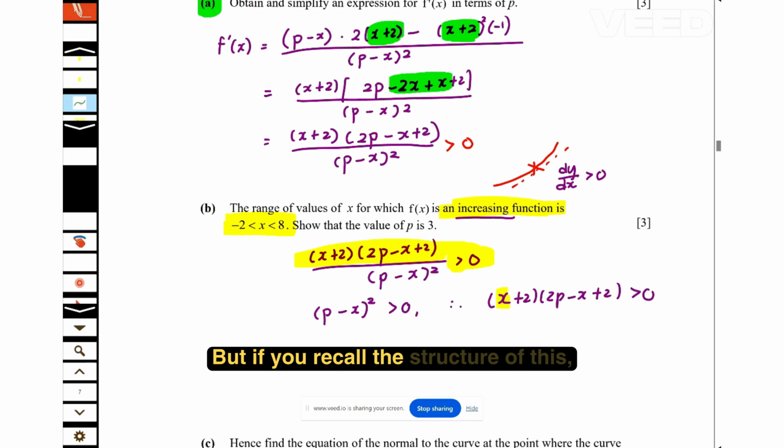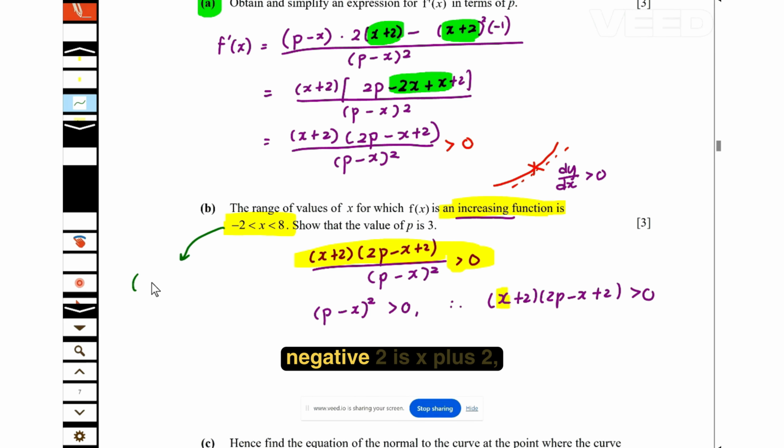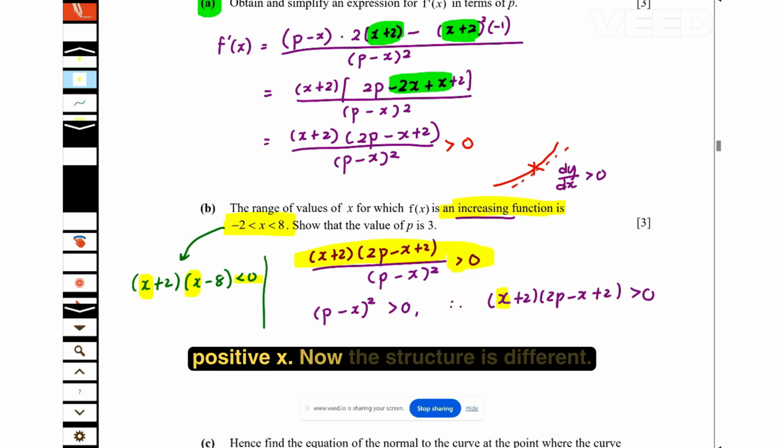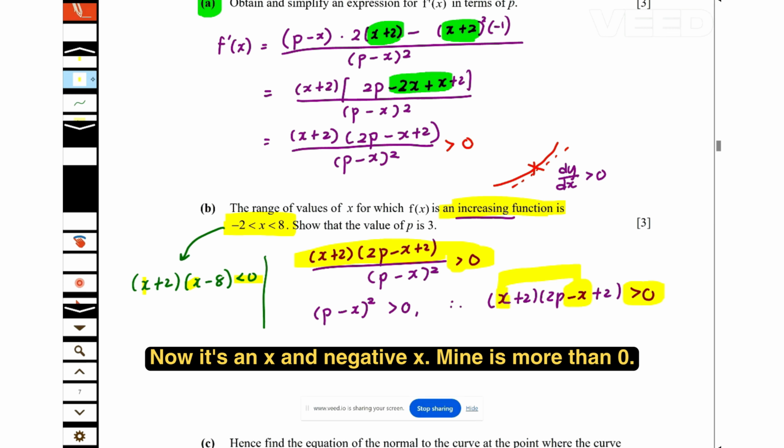But if you recall the structure of this, remember I call this a sandwich answer. So if I get the step before that, if I backtrack, okay? If I backtrack, negative 2 is x plus 2, 8 is x minus 8, and then less than 0. So from this presentation, you know that you must have a less than 0 and you must have a positive x. Now the structure is different. Now it's an x and negative x. Mine is more than 0.